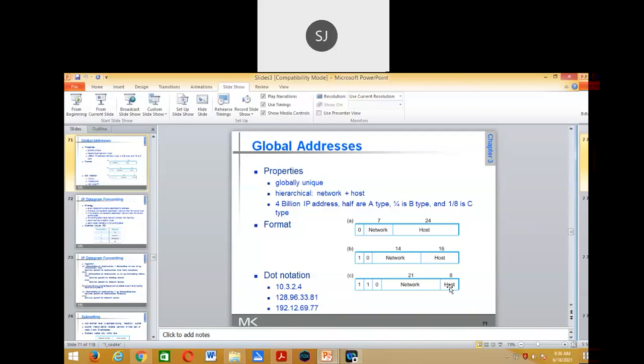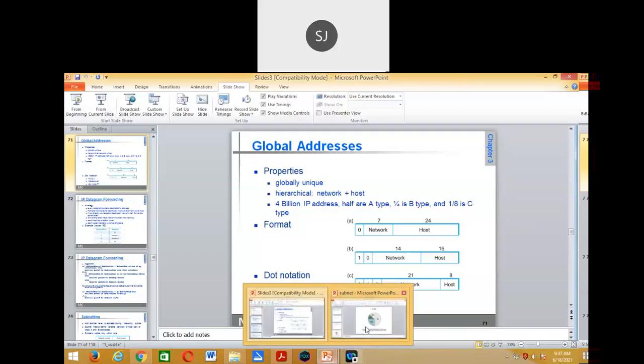What do I mean by flexibility? Here it is very rigid, because the number of bits reserved for host ID is fixed for all the classes. For class A, it is 24 bits. For class B, it is 16 bits. For class C, it is 8 bits. Similarly, network ID. So there is no flexibility. Is it clear?